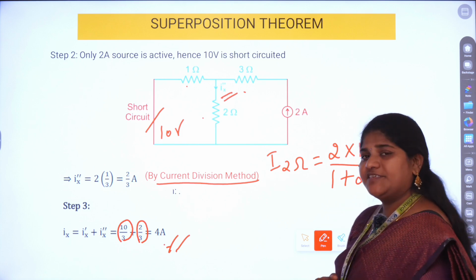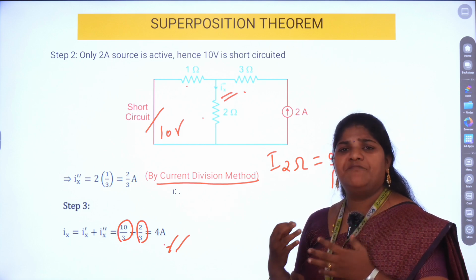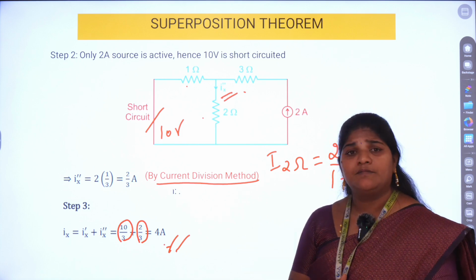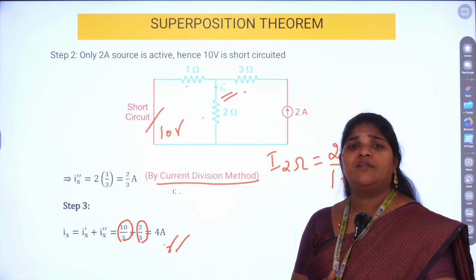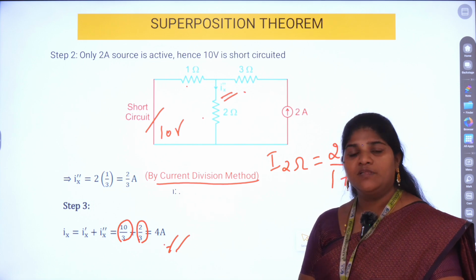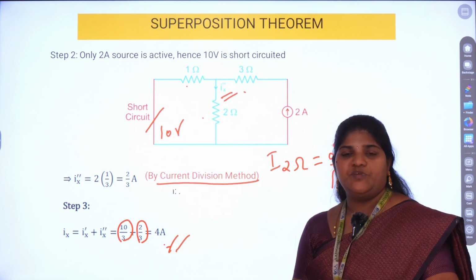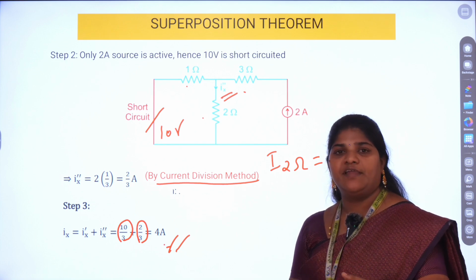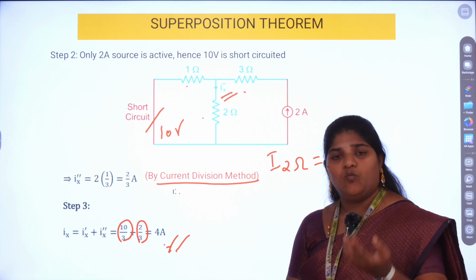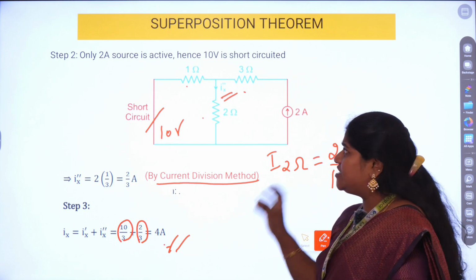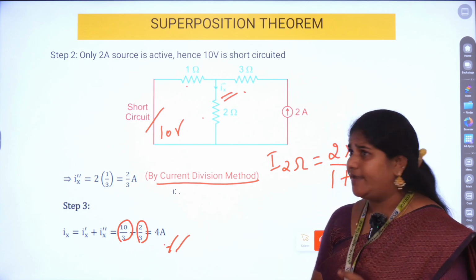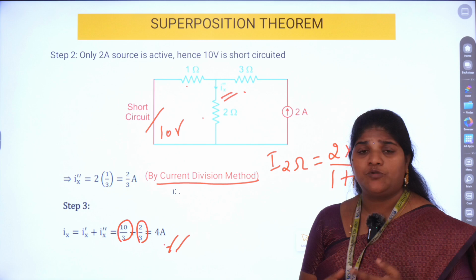Right? Now one may ask a question: is this the only way to solve the given network? Is this the only method to find the amount of current flowing through the 2 ohm? Definitely not. We have so many procedures, so many methods to identify either current or voltage, right? But why are we very specific about the superposition theorem? What is the superposition theorem actually trying to tell here?